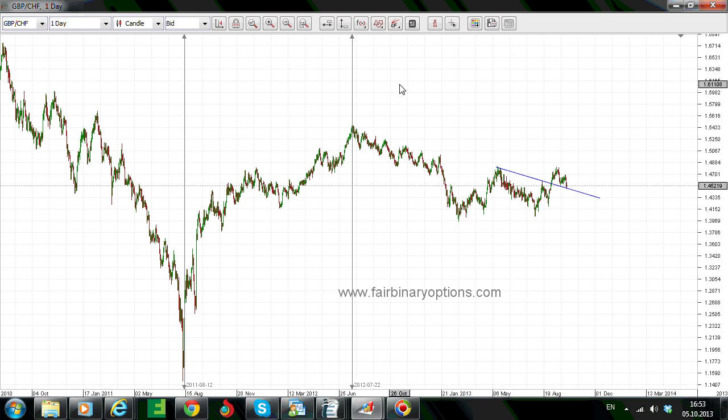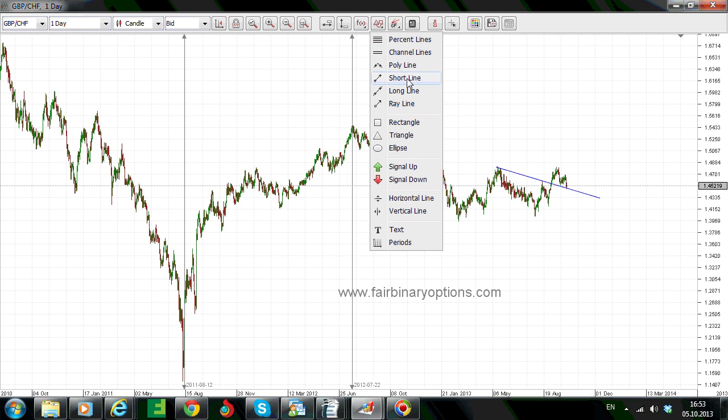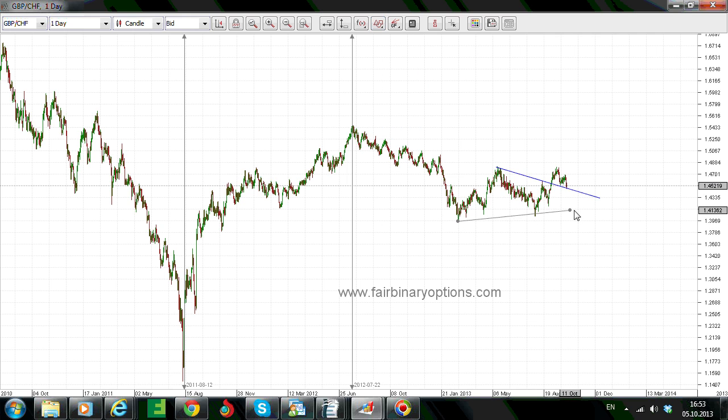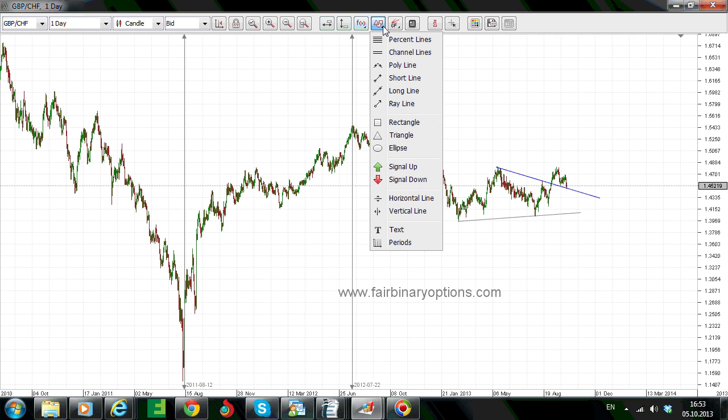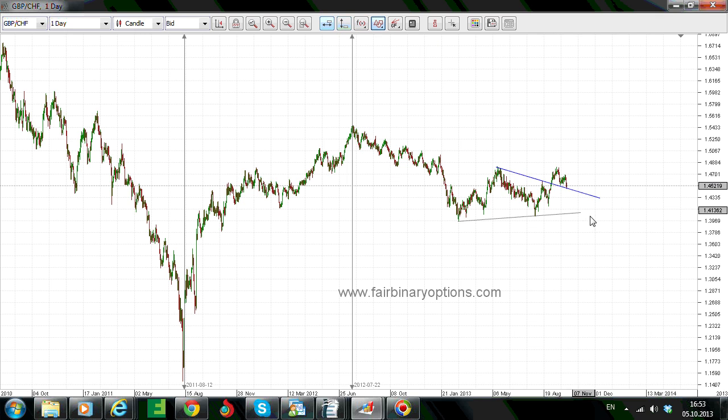What is important here is that we have a contracting triangle that reversed and broke to the upside. This is our contracting triangle here, of this degree, A, B, C, D, E, which ended here. Let's take a horizontal line and check the contracting triangle there. And as you can see, price broke out of this contracting triangle to the upside, now retesting the trend line.